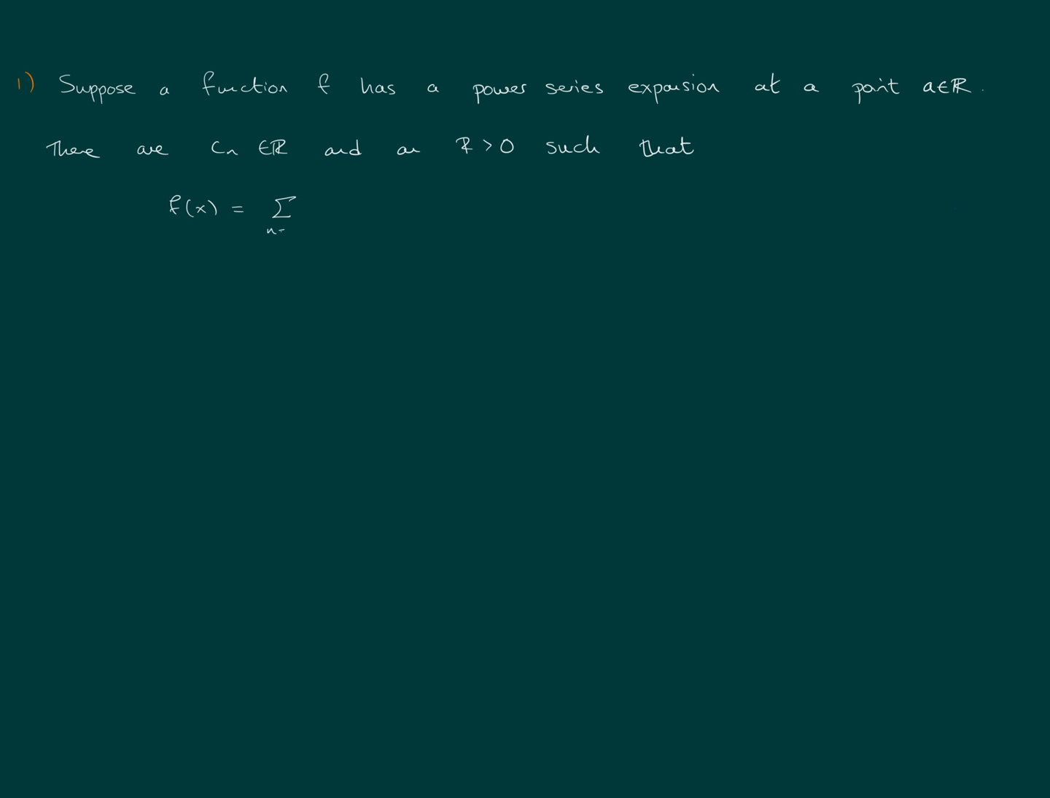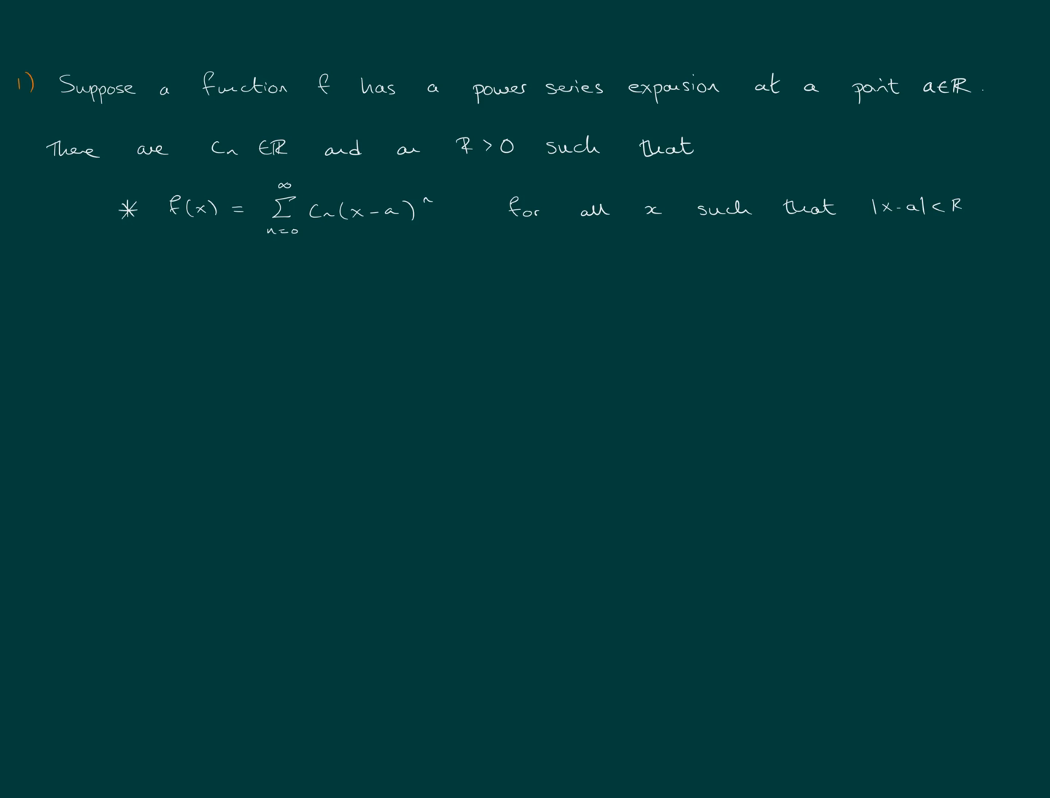Okay, so let's take a crack at our first question. Like in the question, suppose a function f has a power series expansion at a point a, an element of R. So by definition, this means there are cn, so this collection of numbers cn, elements of R, and an r greater than 0, such that f of x equals the sum n equals 0 to infinity of cn times (x minus a) to the n for all x such that the distance between x and a is less than r. And I'm going to call this equation star.